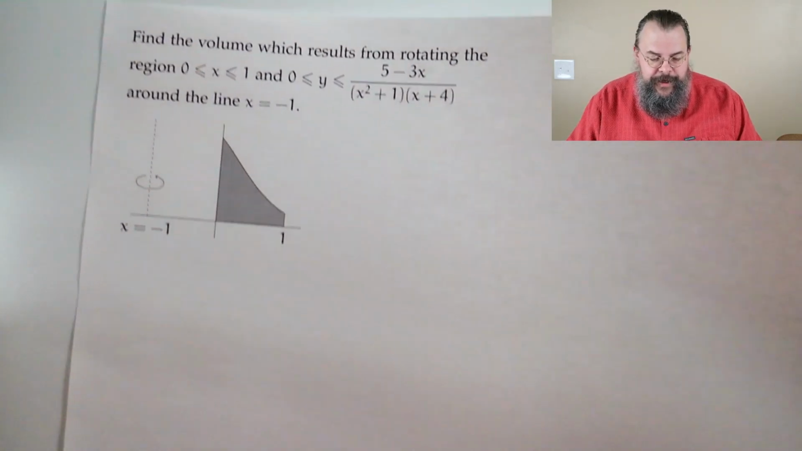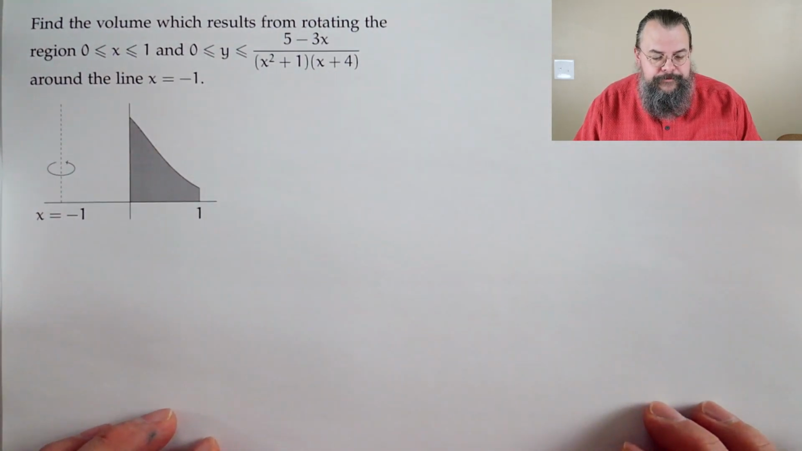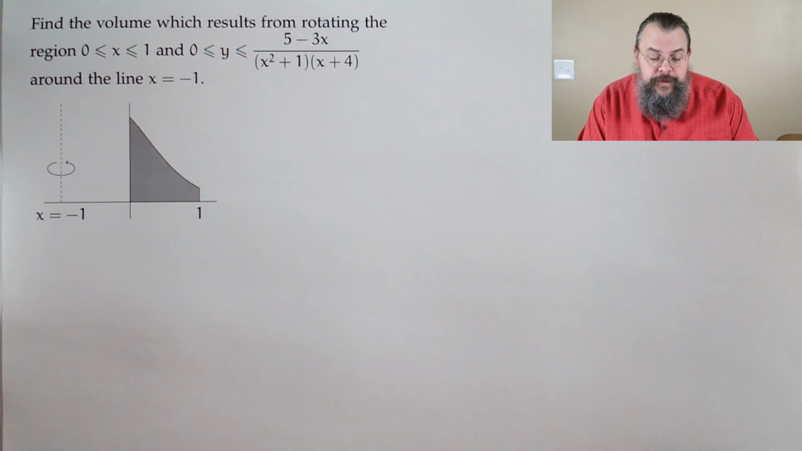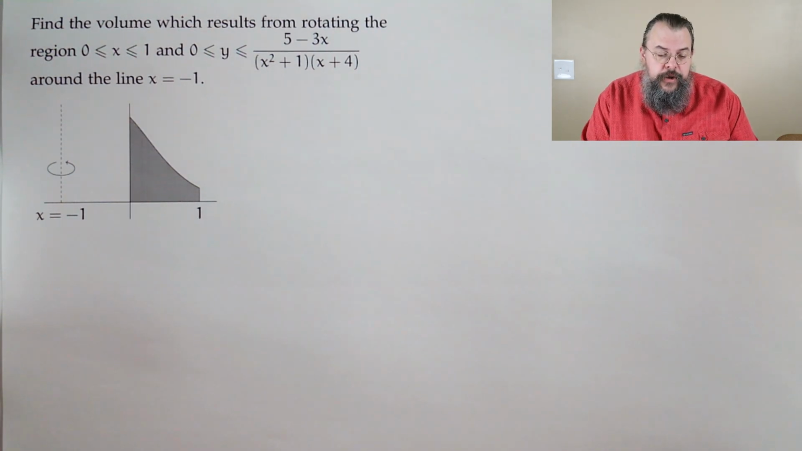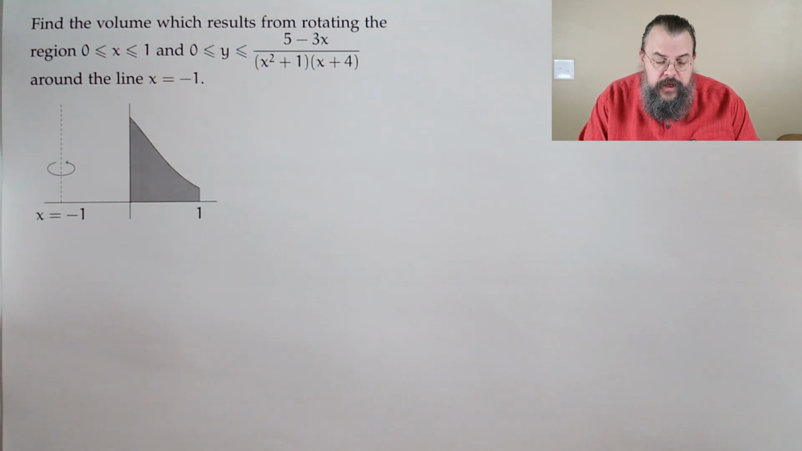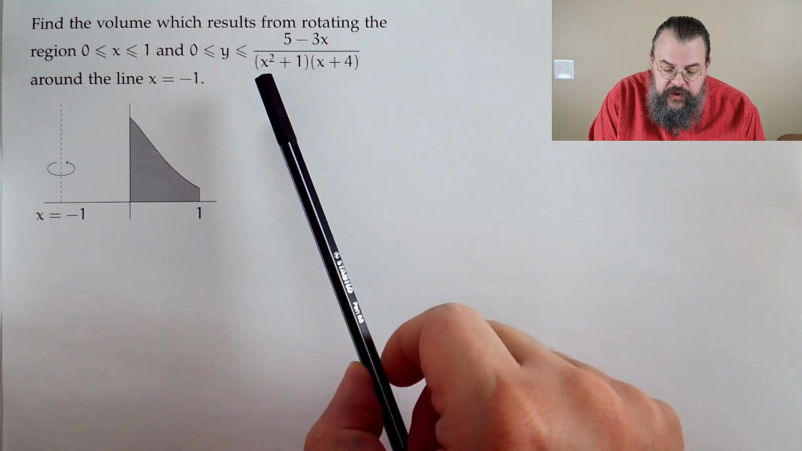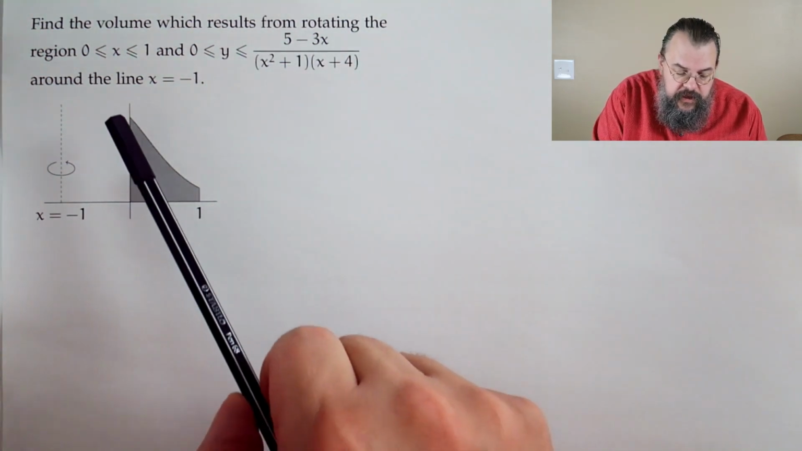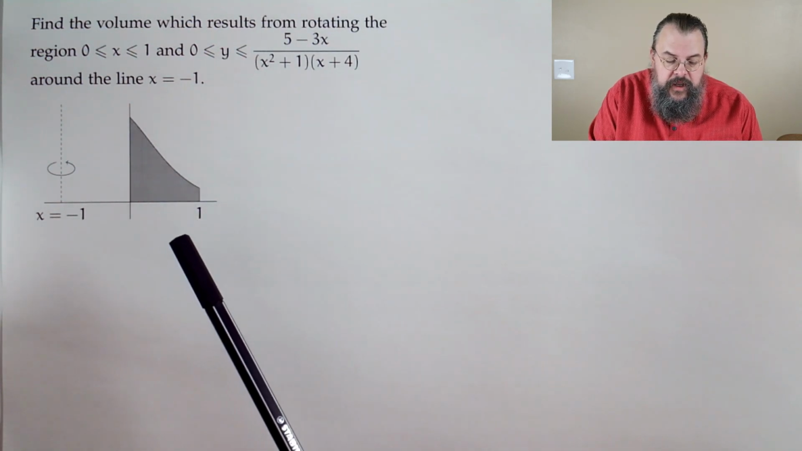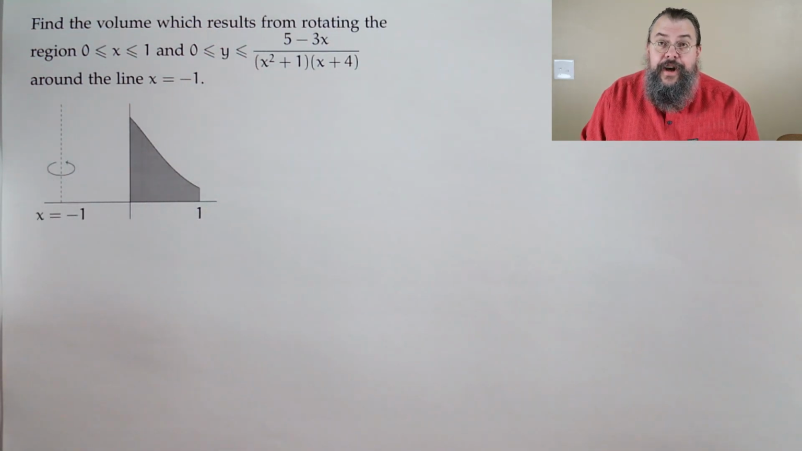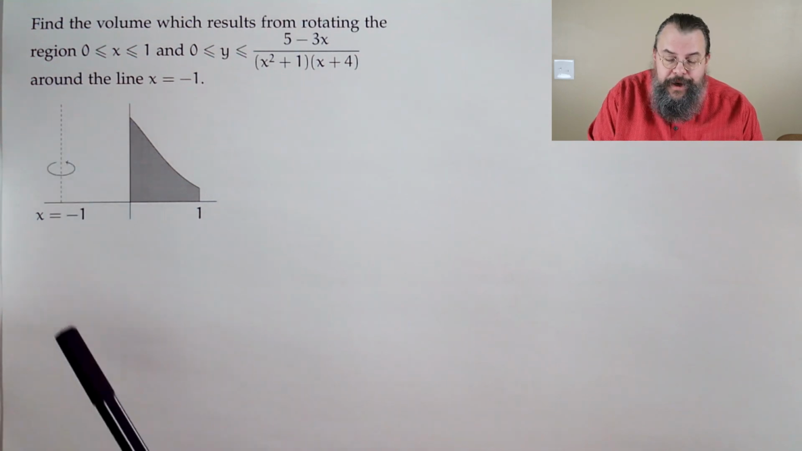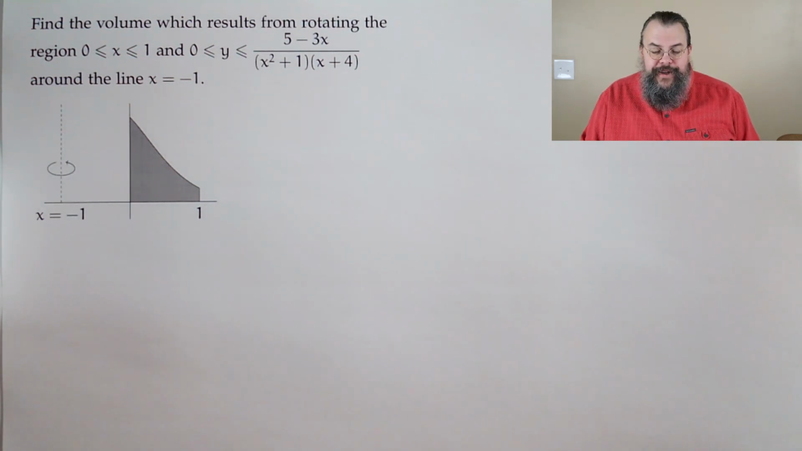All right. I think we have time for one more problem. One last one to finish it up. What do we have? Find the volume which results from rotating the region where x goes from 0 to 1 and y goes from 0 to this expression, 5 minus 3x over x squared plus 1 times x plus 4. That's actually the curve you see there. And we're going to spin it around the line x equals minus 1.